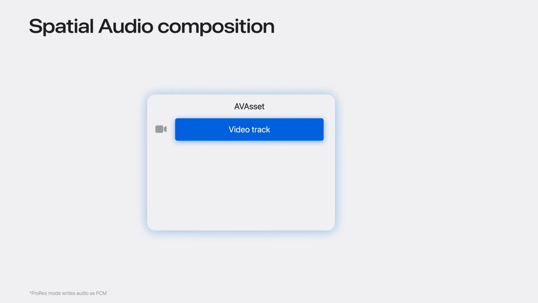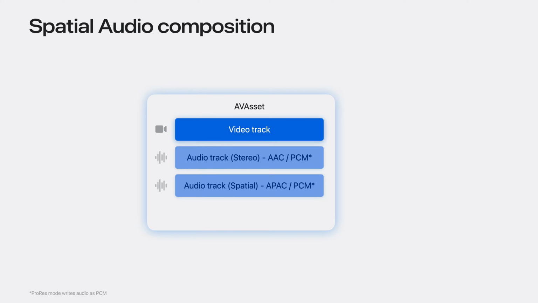Here's an overview of a properly formatted spatial audio asset. There are 2 audio tracks, a stereo track in AAC format, and a spatial audio track in the new Apple Positional Audio Codec, or APAC format. During ProRes recording, these audio tracks are encoded as PCM. The stereo track is included for compatibility with devices that don't support spatial audio. Lastly, there's at least one metadata track that contains information for playback.